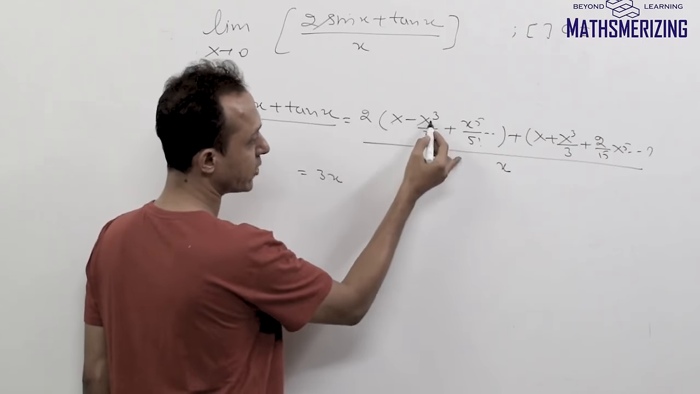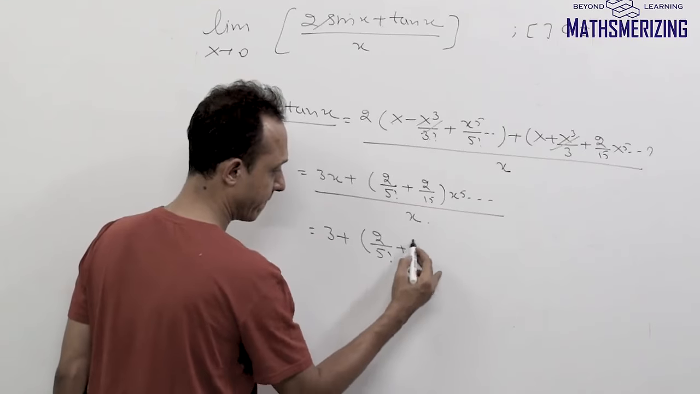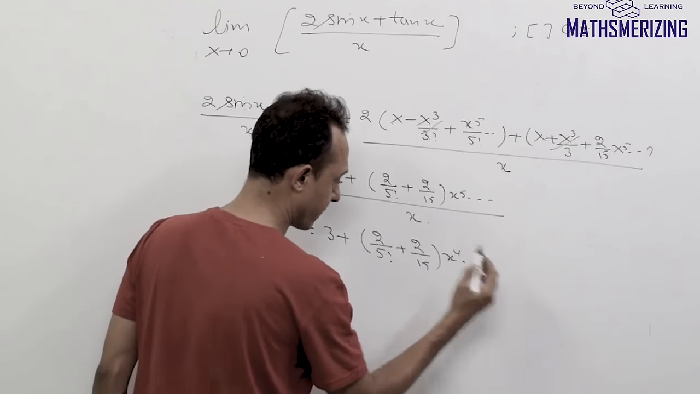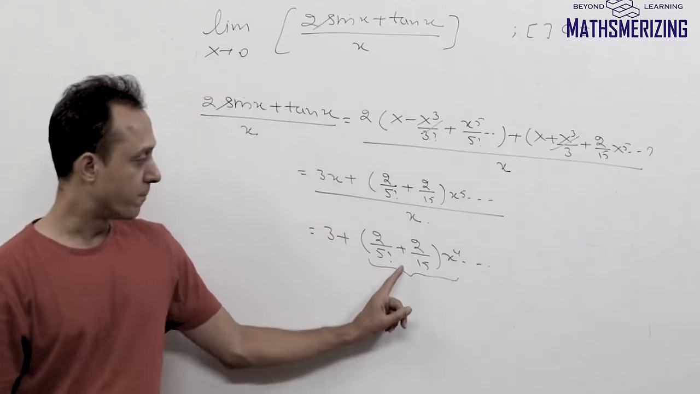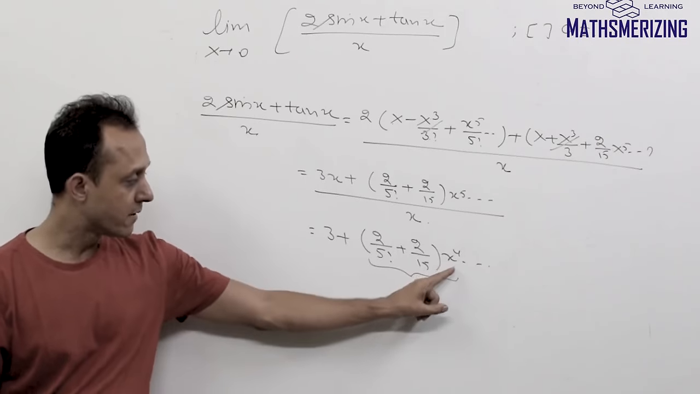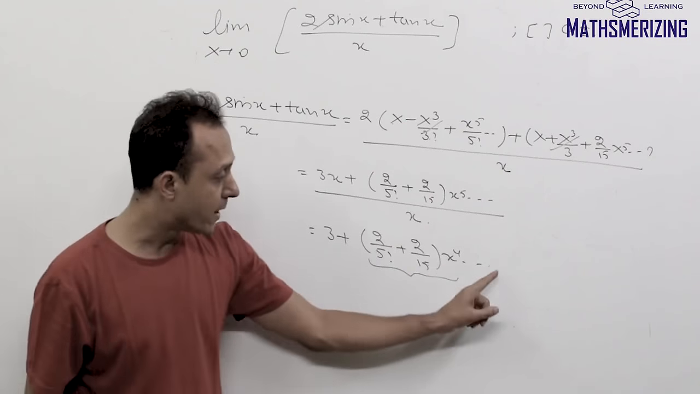So if I divide by x, I'll write 3 plus 2 upon factorial 5 plus 2 by 15 x to the power 4. Now this x to the power 4 expression has a positive coefficient with a positive power. So this value will be positive, and for all the remaining terms, as the power increases, the value of x to the power n decreases.